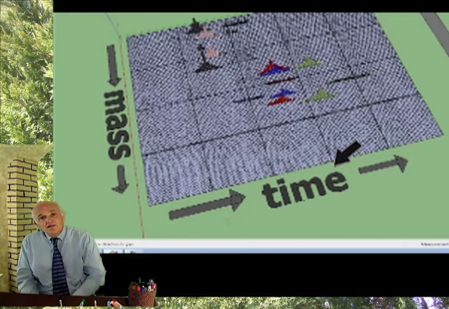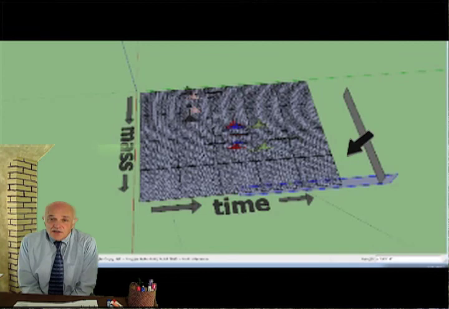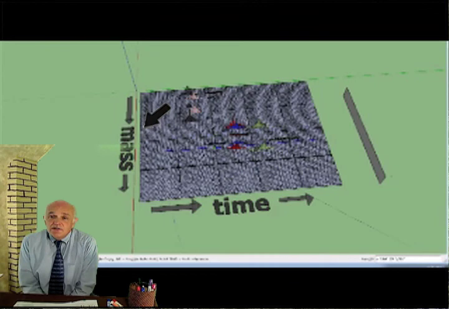Let's turn our attention to this graphic. On the bottom, we have time. And along the side, we have the mass. So the scans go along this direction.